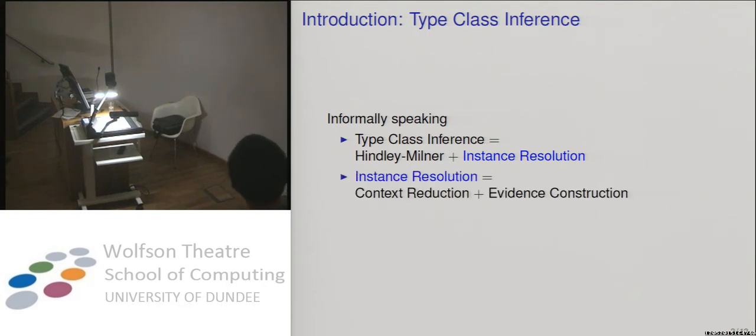So I will restrict myself to these aspects in this talk. For instance resolution, we can view it as containing two aspects. One is context reduction, which allows you to determine whether a given instance, or the evidence for that given instance, is constructible or not. And the process of evidence construction, which will actually construct an evidence for you if you know it will be constructible. But sometimes these two aspects might overlap, so it's not a strict separation.